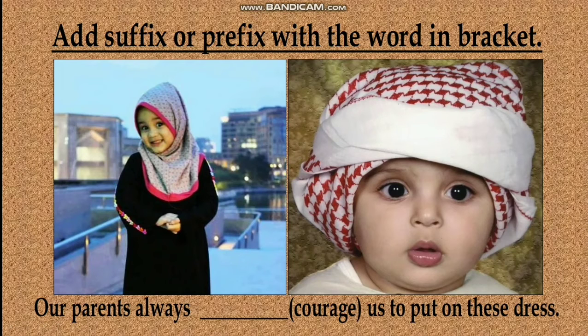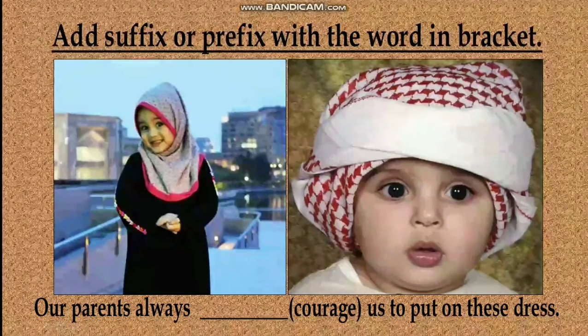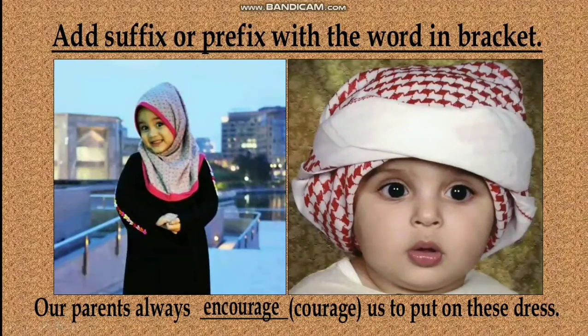What do we see in the picture? Our parents always courage us to put on this dress. The sentence is incorrect. We will have to correct it using a prefix or suffix with the word in brackets. We can see that in this sentence there is no verb, and we know that without a verb a sentence is impossible. So the word must be a verb. If we turn the word courage into a verb, it will be encourage. So the answer is encourage.